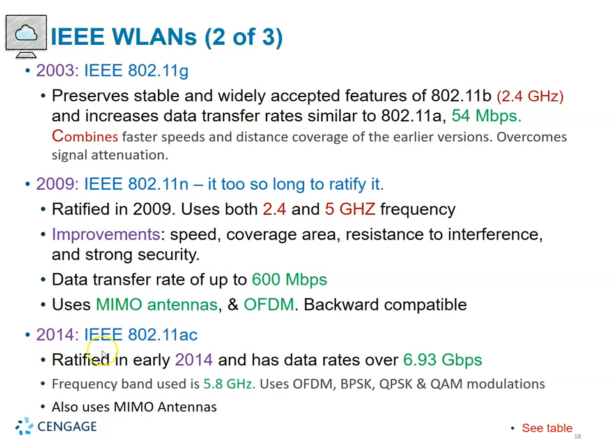Then more recently, in 2014, the 802.11ac was ratified, and it has data rates of 6.93 gigabits per second. So if we converted both of these to giga, this would be 6.93, but this would be 0.6 giga. So this is like a factor of 10 improvement. The frequency band that is used is the 5.8 gigahertz. Again, it uses these modulations.